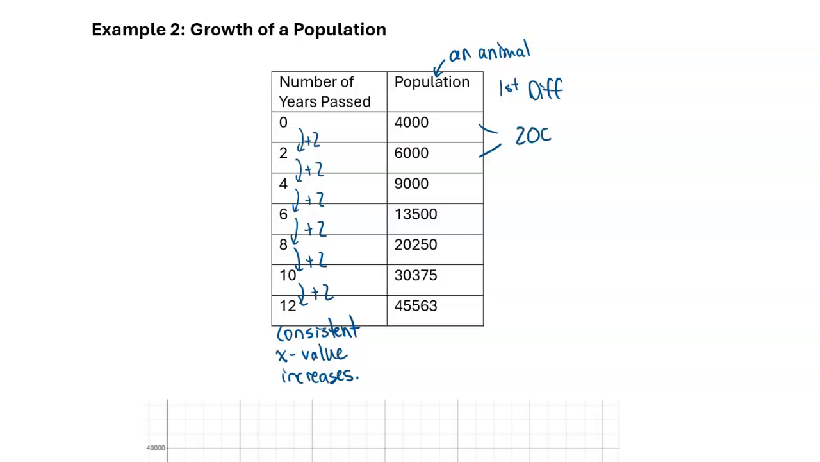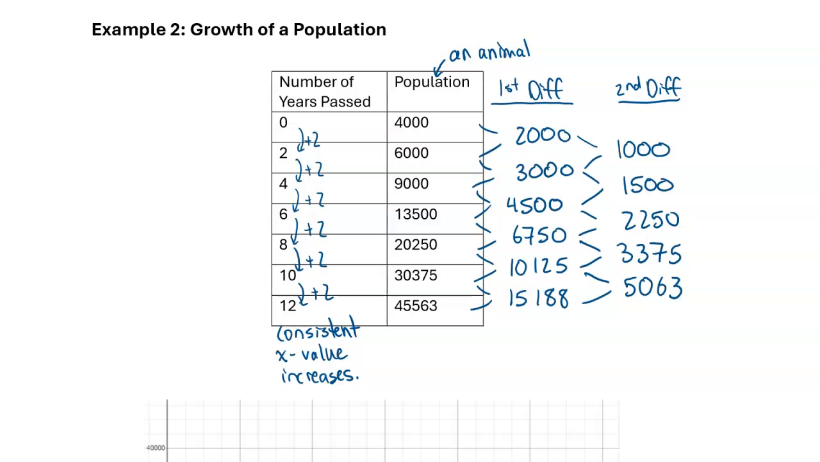The first value we take is 6,000. We subtract 4,000 from it, so that gives us 2,000. 9,000 minus 6,000 gives us 3,000. 13,500 minus 9,000 gives us 4,500. And so we continue doing that, later value minus the previous value, and we get all those first differences, and then we do that again for the second differences. And we can see that there's no common value that they become. There's no common first difference or common second difference.